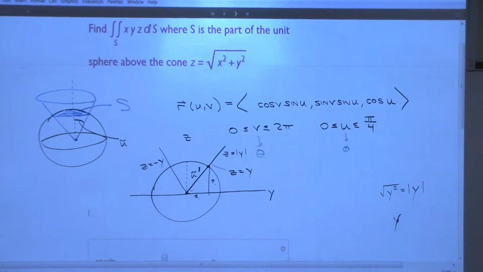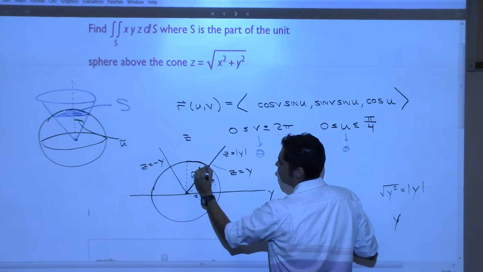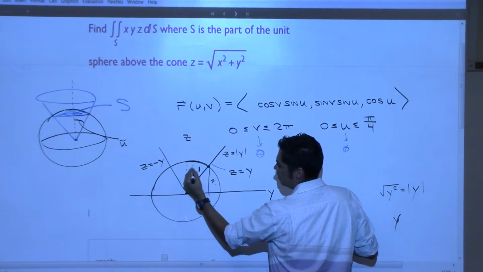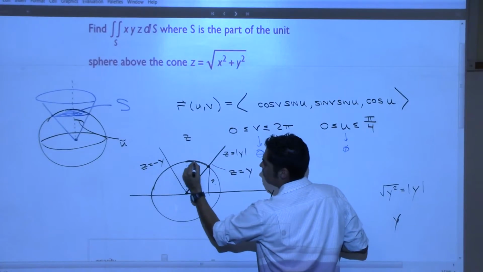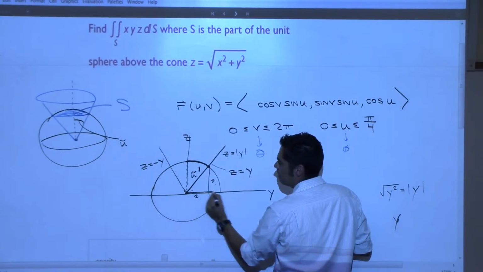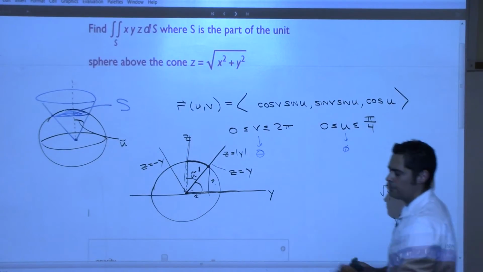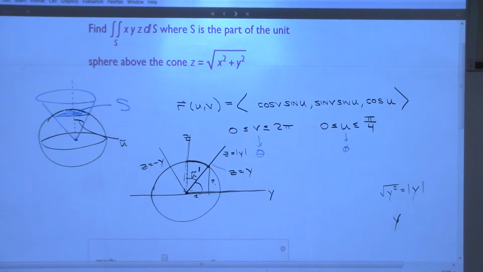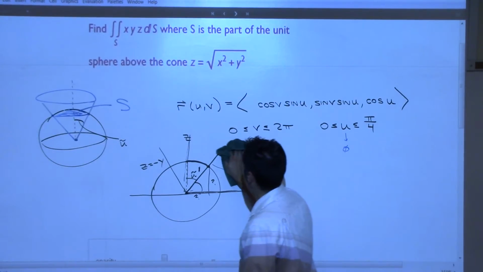Wouldn't it only be half of pi over 4? What did I put? Pi over 4. Oh, yes. Hold on. No, hold on. No, this is pi over 4. Because look, this is 90 degrees, right? That's 90. So that's 45. That has to be 45. All right, we good?